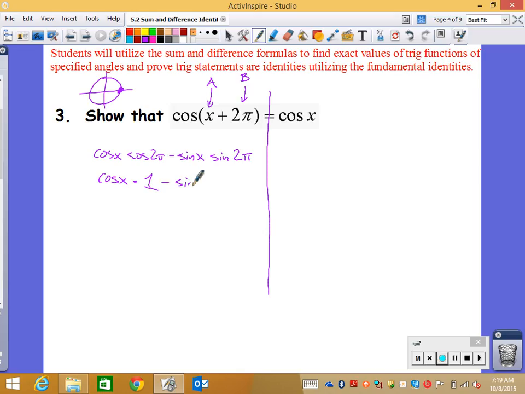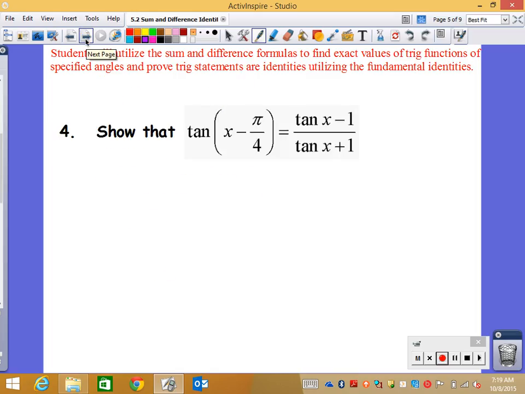Cannot do anything with sine x, but let's think about the sine of 2 pi. What's the y value here? Just 0. So this simplifies down to cosine x, which is my right-hand side. Smiley face to say we're done. Alright, let's do another one.